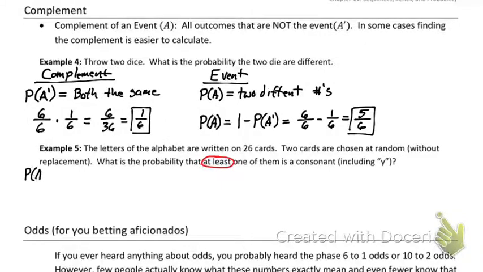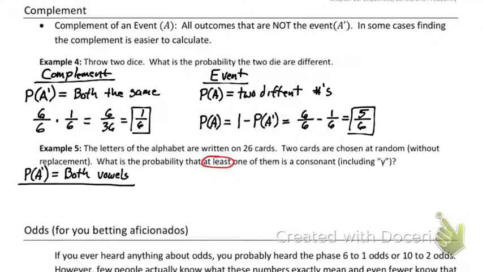So we're going to do the probability of A prime. Since it's our complement, it's really just going to be the probability of both being vowels. If the event is at least one being a consonant, the opposite of that would be I get no consonants, I have both vowels. Does that make sense? The only way at least one consonant breaks is if I get no consonants, which means I have both vowels. So we're going to calculate that first.